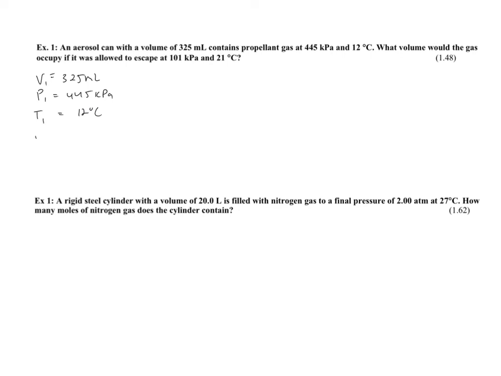And then it says, what volume would the gas occupy? So if the volume changes, what would that volume be if you change the pressure to 101 kilopascals and you change the temperature to 21 degrees Celsius? Okay, so this is going to be the combined gas law. We have 3 variables. And the combined gas law, if you remember, is taking Boyle's law, Charles' law, and Gay-Lussac's law and putting them all together.